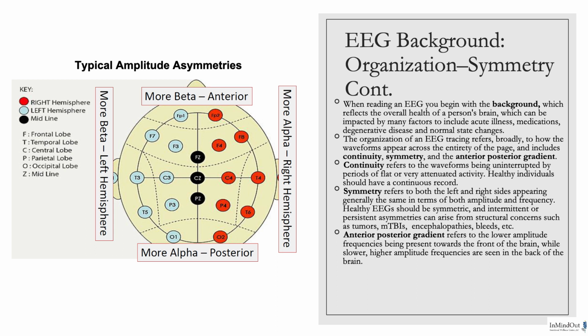There are also certain typical amplitude asymmetries that we see across the brain. We should see more beta activity in the left hemisphere and more alpha in the right. Also, more beta anteriorly and more alpha posteriorly. If we see that, those are normal, or typical, asymmetries.